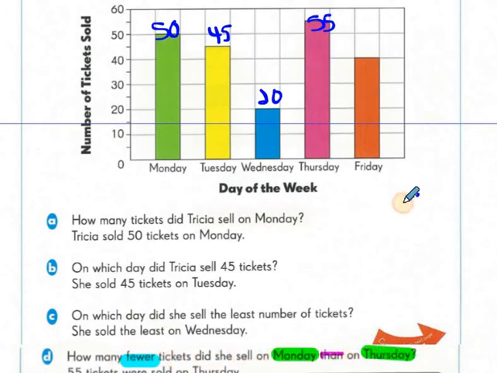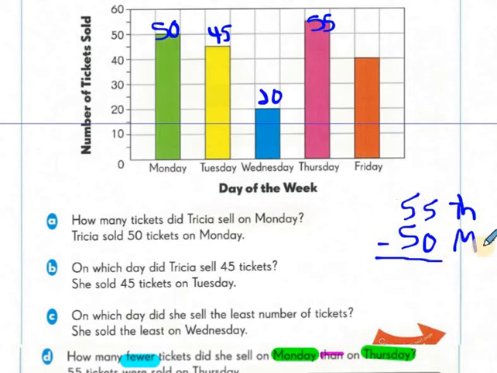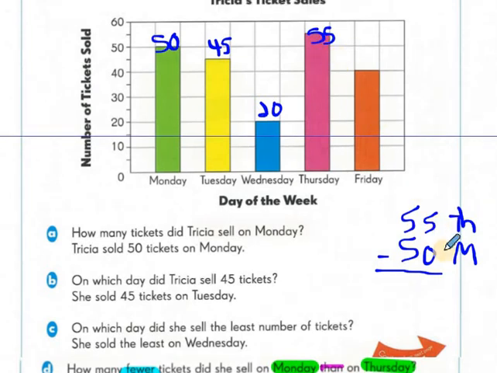Well, let's see. She sold 55 on Thursday, and she sold 50 on Monday, and I'm comparing, so I want to know the difference. And I'm going to put these little marks there to help me. I want to know the difference. That means subtract 5 minus 0. I love this now, because now we're looking at first grade math. Everything we've done so far is what we know from first and second grade, but now when I actually have to calculate, I'm using fourth grade math.